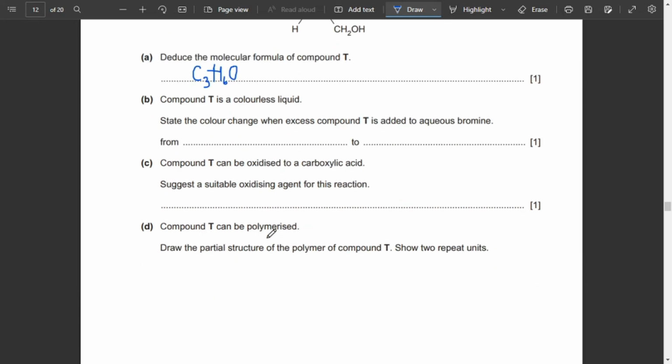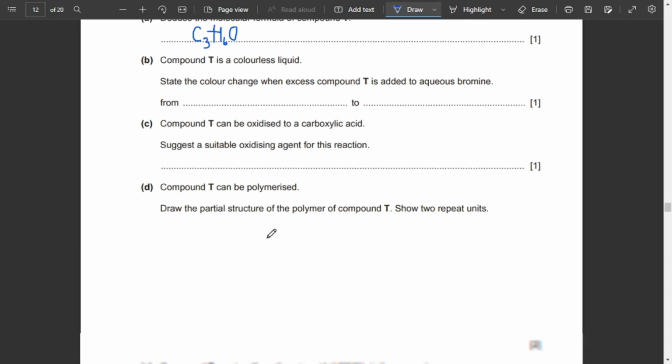Moving on to part C. Compound T can be oxidized to a carboxylic acid. Suggest a suitable reagent for this reaction. A suitable reagent for this reaction will be potassium manganate(VII), because here we are talking about oxidation, that is why the oxidizing agent is usually potassium manganate(VII).